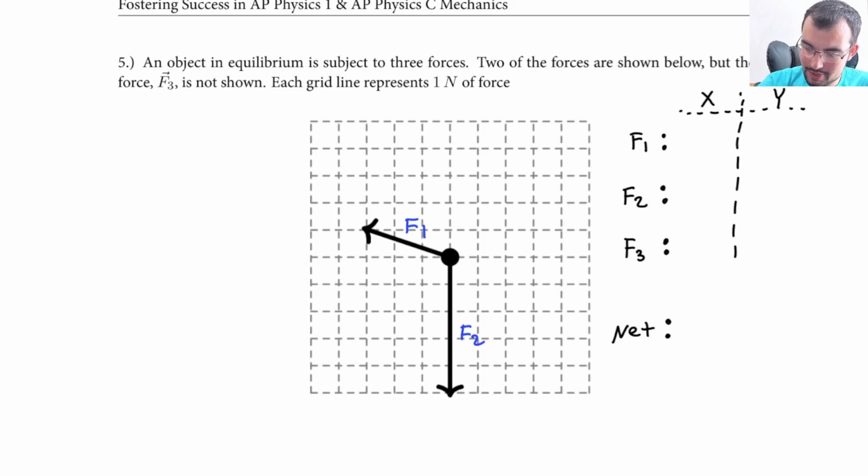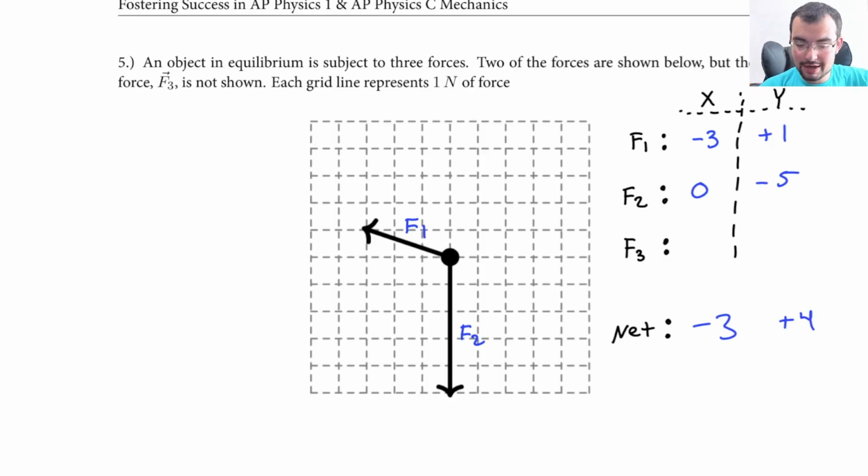All right, F1, if I look at that, it says each grid unit represents 1 Newton of force. There'd be 1, 2, 3 forces in the left direction. That'd be -3. And it has 1 unit of force in the plus y. F2 has no horizontal component, and it has 1, 2, 3, 4, 5 in the down direction. So notice this is not balanced right now, because now the net force would be -3, comma, +4 for our forces. So what do we got to do to cancel that?